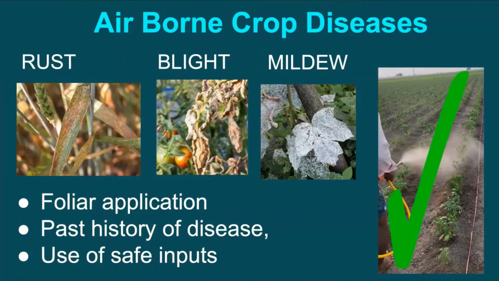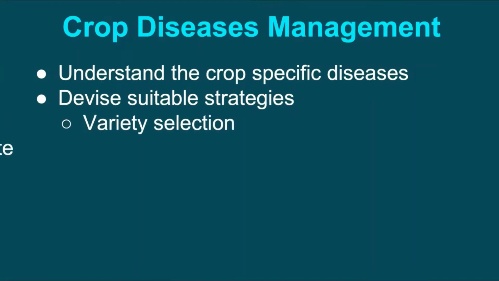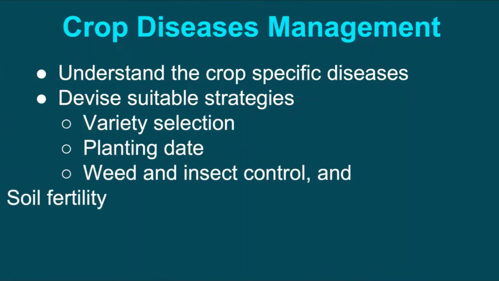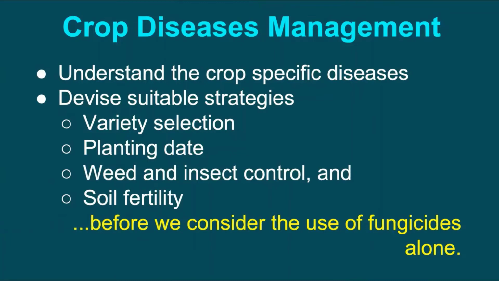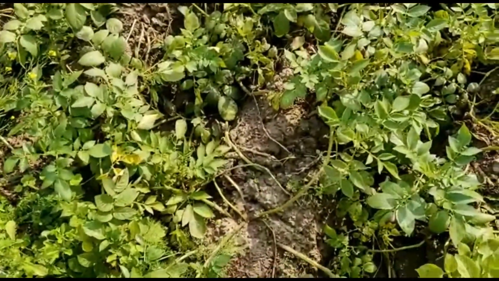against chemical alone. To summarize effective disease management, we need to understand the crop-specific diseases, which is beyond the scope of this small video, and devise suitable strategies against them. However, one must consider factors like variety selection, planting date, weed and insect control, and soil fertility before we consider the use of fungicide alone. In the past episodes, we have discussed the steps to be taken towards profitable farming.